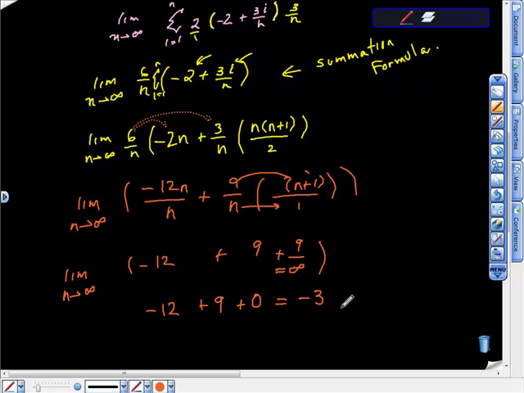Now, the next question we have to answer ourselves is, does this represent the area of the region that we're talking about? I want to talk about that, but let's talk about that another time because I'm running out of time. Hopefully you have some of this figured out and it's getting better for you. Let me know.